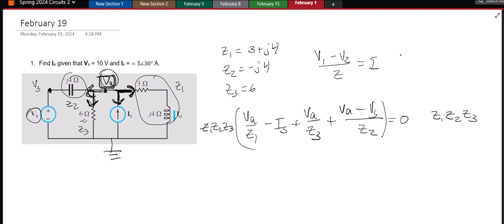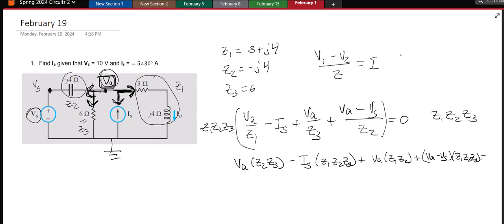And I will get, so VA over Z1 times Z1, Z2, Z3 is VA times Z2, Z3, because the Z1s cancel, minus IS times Z1, Z2, Z3, plus VA times Z1, Z2, plus VA minus VS times Z1, Z2, Z3 equals 0. Okay, now I'll leave everything with VA on the left side, everything without VA I'll take over to the right side.